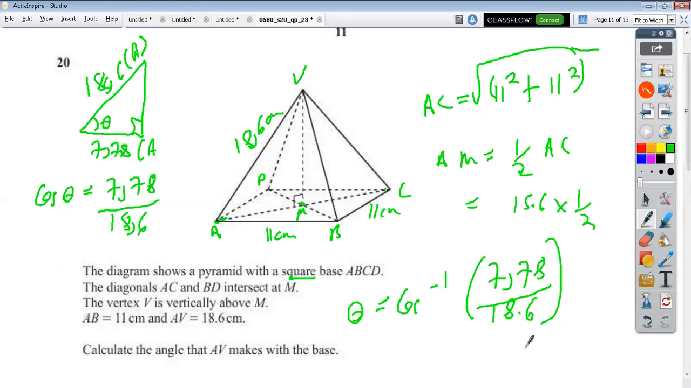So it won't cut. I'm getting 65.3. 65.3, correct. One decimal place. Angles we give to one decimal place. Clear? Yes, sir.